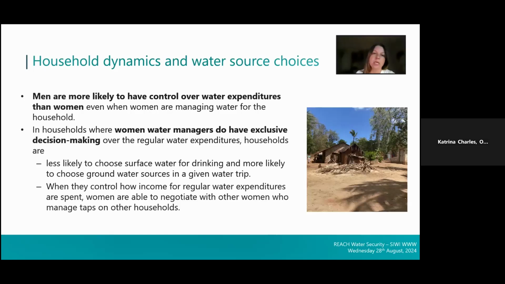the household. In households, however, where women water managers do have exclusive decision-making over regular water expenditures, so they have more power over how to spend the money, these households are less likely to choose surface water, so unimproved water sources for drinking, and more likely to choose safer options, so choose groundwater sources on a given water trip.